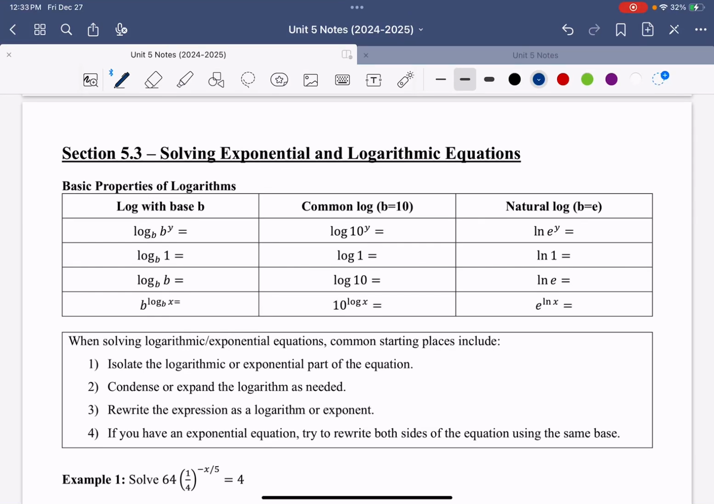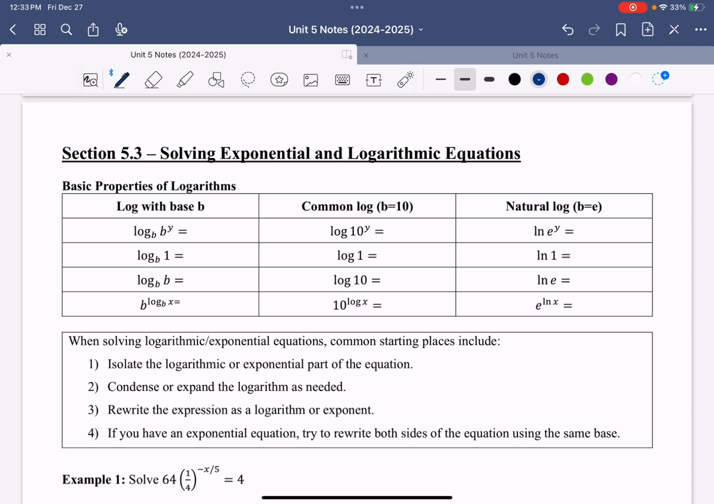Hey everyone, in this video we're going to talk about section 5.3, which is about solving exponential and logarithmic equations. So finally, after a couple of sections of talking about different properties of logarithms, we're now going to start applying them for their intended purpose, which was solving equations. Now we actually have inverse operations to go between exponential and logarithmic forms.